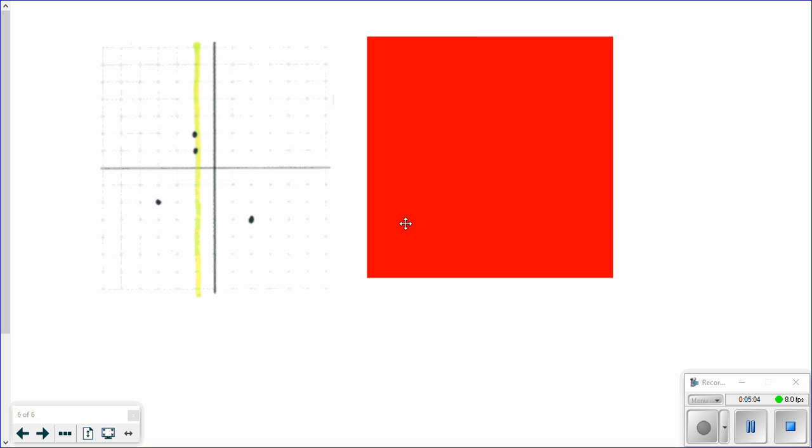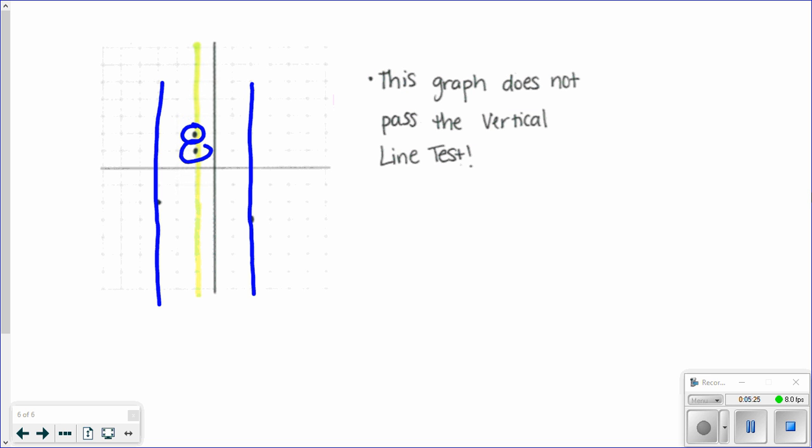And if I draw a vertical line here and a vertical line here, it's okay. But wherever we see the highlighter, this is not okay. So to the right of my graph in my flap, this graph does not pass the vertical line test.